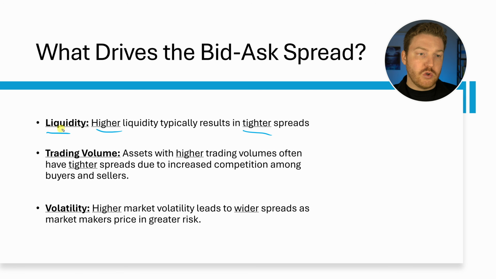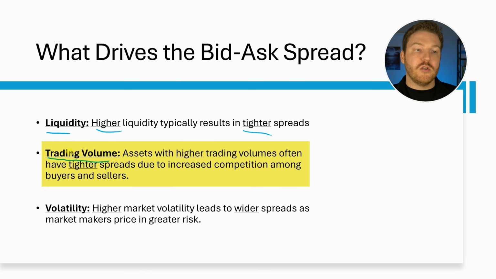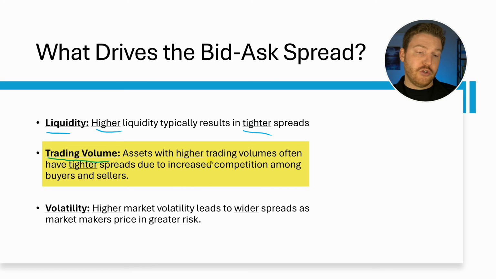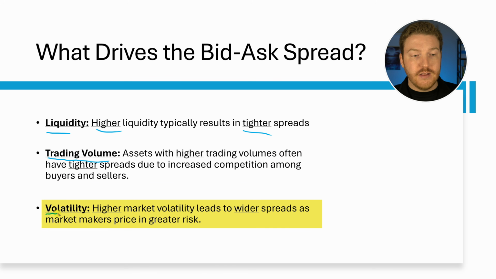Now, another important thing which goes hand in hand with liquidity is the overall trading volume. Typically, if there's more trading volume, there will be more liquidity. So assets with higher trading volumes often have tighter spreads due to increased competition among buyers and sellers. So higher trading volume, tighter spreads, lower transaction costs. Whereas lower trading volumes should have wider spreads, which would be higher transaction costs. And finally, volatility plays a role. So higher market volatility will lead to wider spreads typically as market makers price in greater risk.